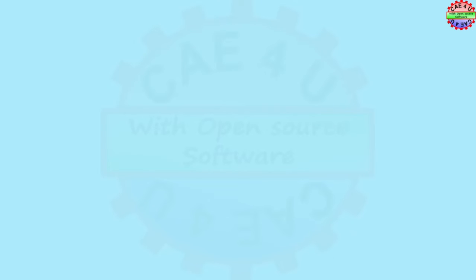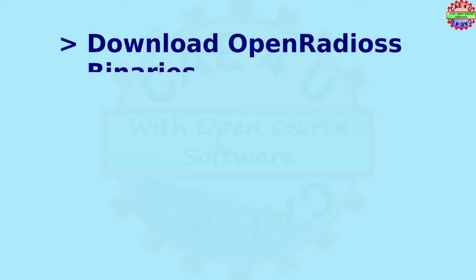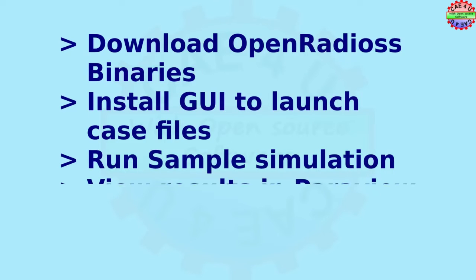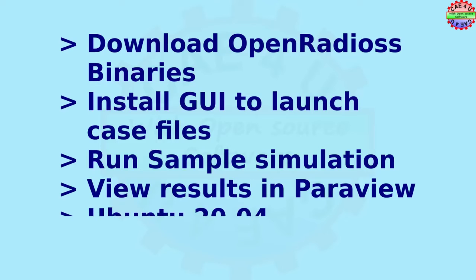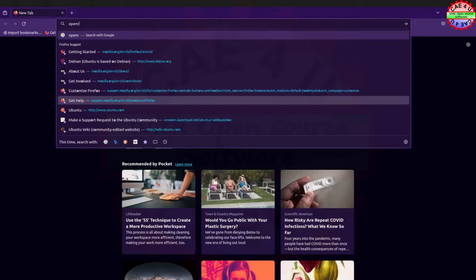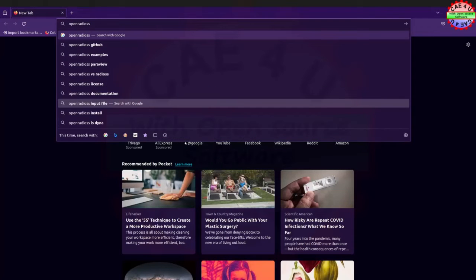In this video, we will show you how to download OpenRadioss binary files, install the GUI to launch the case files and run sample simulation, view the result in Paraview, and we will do this in Ubuntu 20.04. In your web browser, search for OpenRadioss. It will take you to the home page of OpenRadioss software.